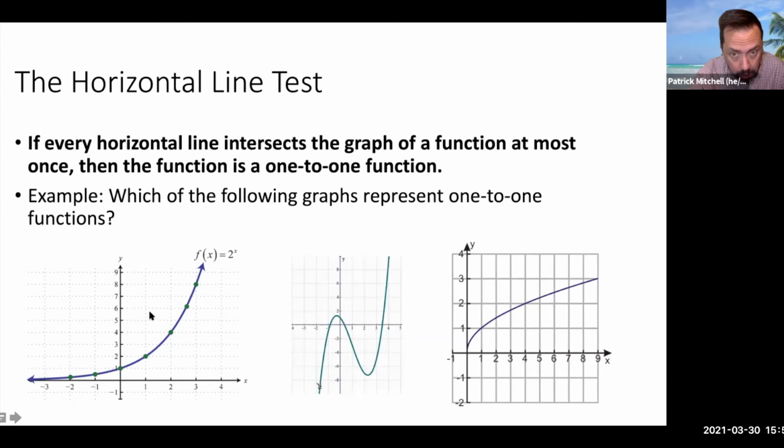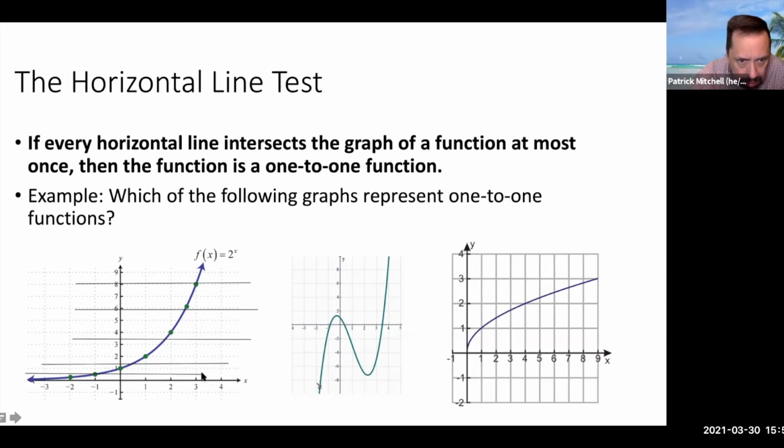By the way, this first one is an example of what's called an exponential function. We're going to be looking at those in the next section. If I start drawing some horizontal lines over this thing, I think you will agree that none of these horizontal lines hits more than once. You might start to question that towards the bottom because the graph gets very flat, but it never gets perfectly flat. So for that reason, this exponential function is one-to-one.